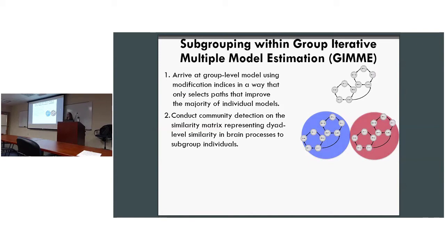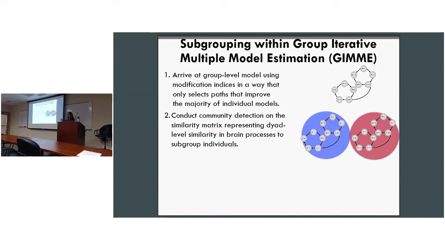Second approach we tried, and then I'll present here both, we used the modification indices. So remember, for group iterative multiple model estimation, we are selecting paths based on modification indices. After the paths are selected for the group level map, the only modification indices we have left are the ones for the next round, for the individual level. So we thought that using the modification indices would actually subgroup better, because we've already taken out everything that's related to everybody in the group.